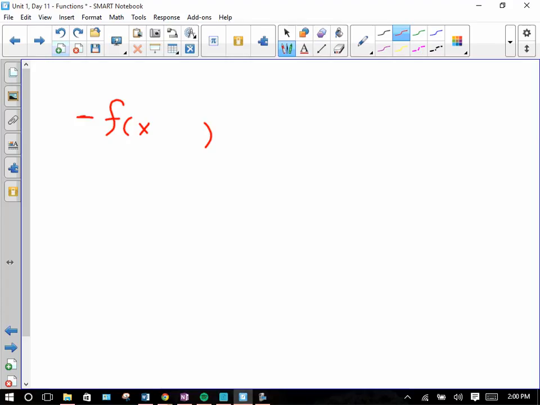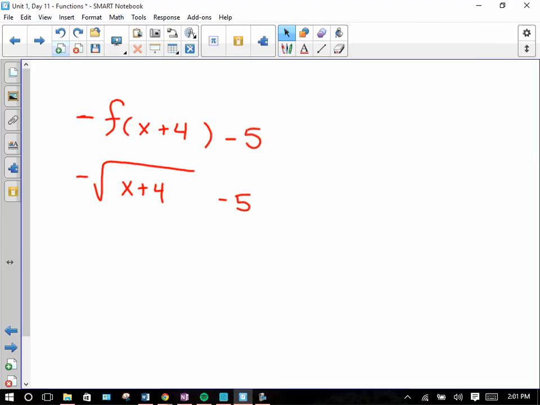Now I know that it's also shifting down, moving down 5 units. My x values are moving to the left 4, so I know it's going to be x plus 4. So then all I'm doing is replacing f with my actual function: negative square root of x plus 4 minus 5. Okay? Now I'm going to step up the degree of difficulty.